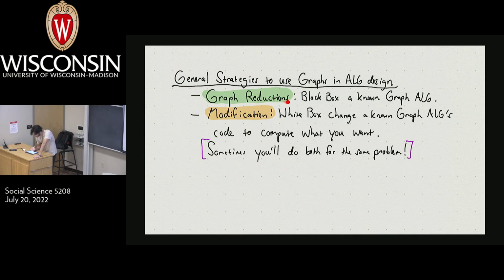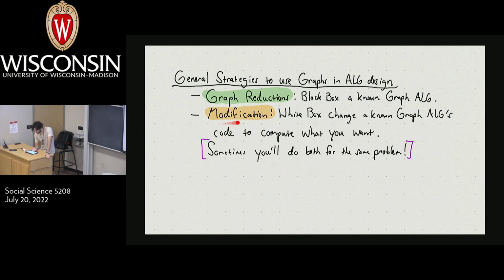The first one is what we've been looking at, which is graph reductions, which says you're going to black box a known algorithm for solving graph problems. For the flood fill problem, we black boxed whatever-first search. Really we just had to model the problem as a graph, and then we just used whatever-first search on that graph to solve the problem. We didn't have to know anything about how whatever-first search worked. We just had to know what it was supposed to do.